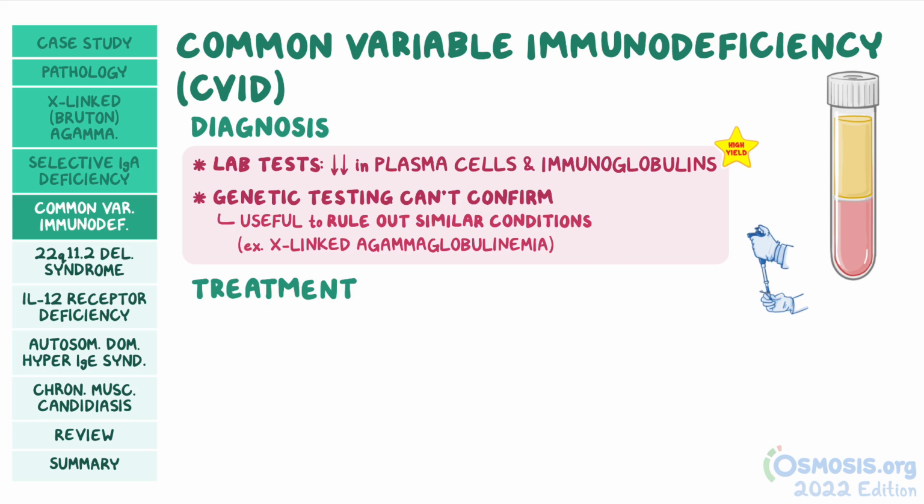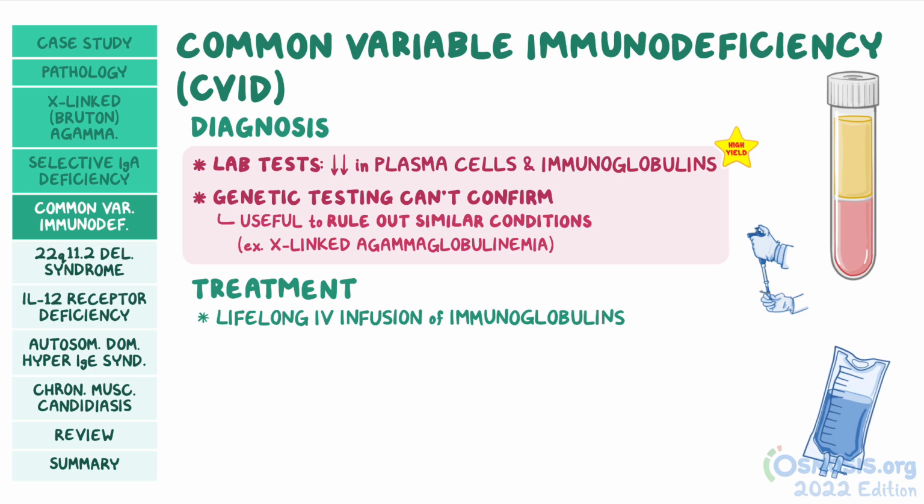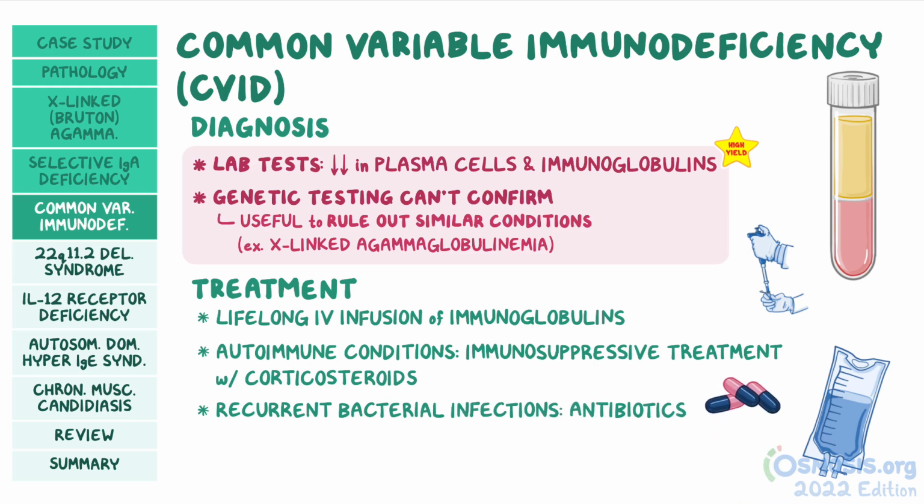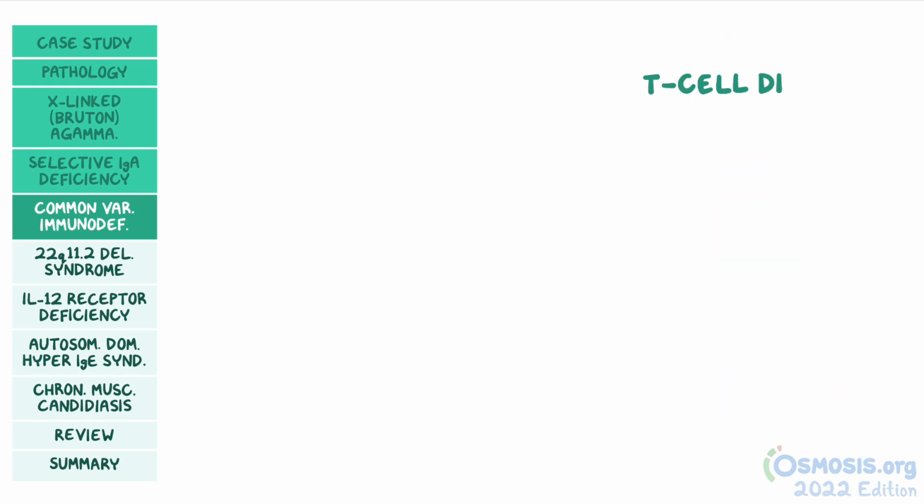Treatment for CVID includes lifelong intravenous infusion of immunoglobulins. In addition, individuals with autoimmune conditions may require immunosuppressive treatment with corticosteroids, while recurrent bacterial infections can be treated with antibiotics. Okay. Next are T-cell disorders.